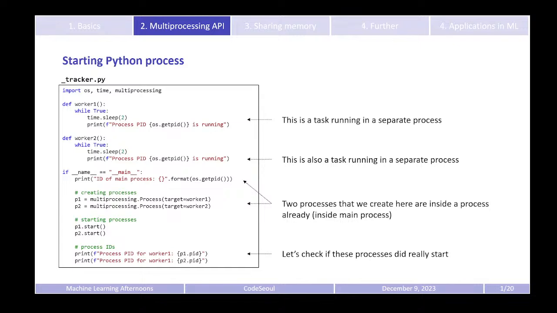Function 1, called worker 1, and function 2, worker 2, can be anything, but in our case I put in this code to check whether the process has really started. So again, main started process 1 and process 2, and they should be running somewhere, because there is a while loop inside the function, it keeps looping every 2 seconds, and we don't stop it anywhere in the code.